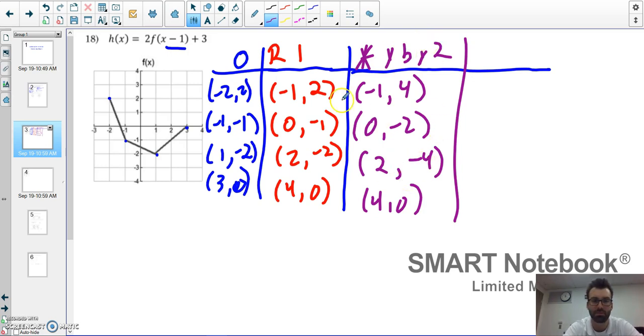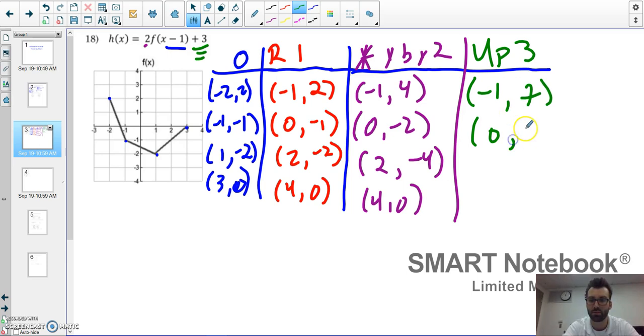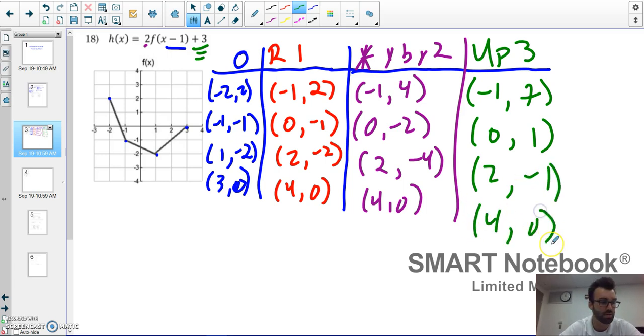After multiplying my y's by 2, remember we multiply our y's by 2 because this 2 is attached to the outside. When there's a number attached to the outside, that means we're performing operations on our outputs, which are y values. Our last step is this plus 3, which is up 3. If I'm moving up 3, that means I'm adding 3 to all my y values. My inputs are not changing, just my outputs. So this becomes negative 1, 3, 0, 5, 2, negative 1, and 4, 3.